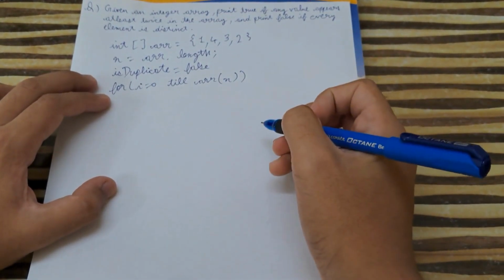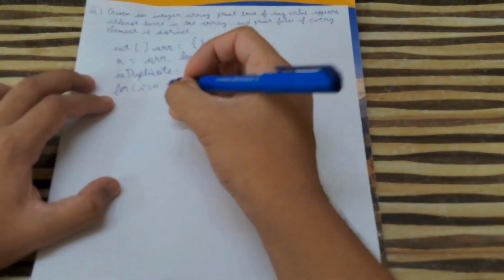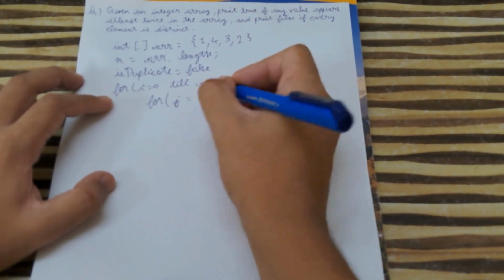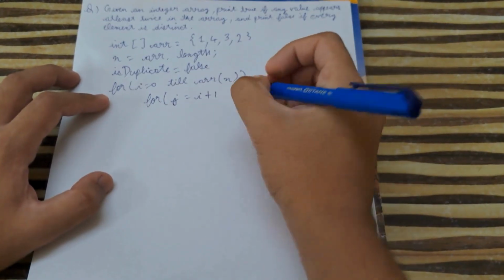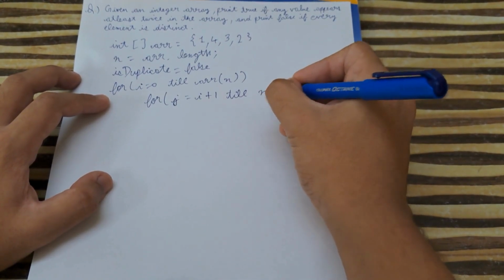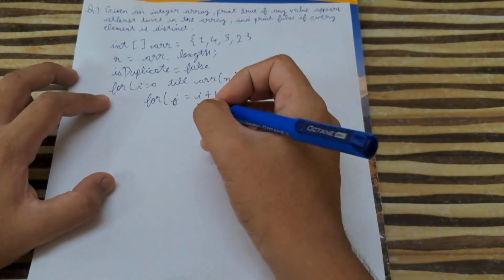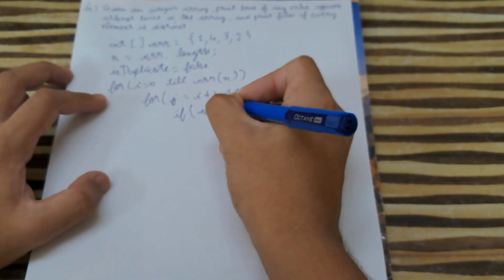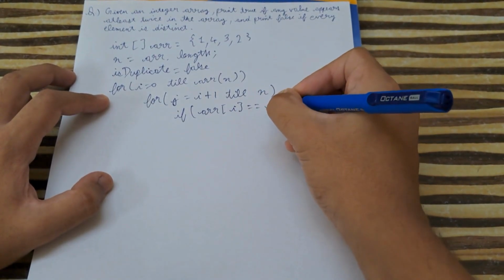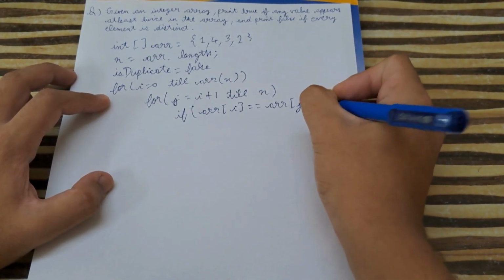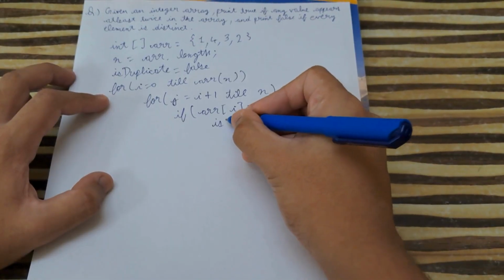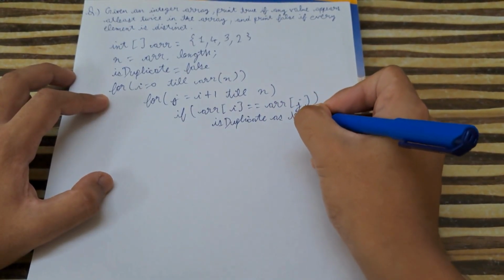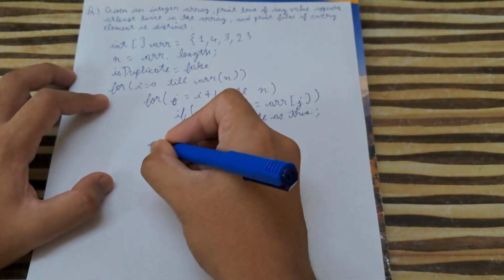Okay, so this is traversing the complete array basically. So now we will start an inner for loop that will go from j equals i plus 1, that is the next element of i, till the length of the array. Okay, so I'll explain later. Then we'll check if array[i] is equal to array[j], and if it is true, then we'll set isDuplicate as true. So now let me explain what's happening here.